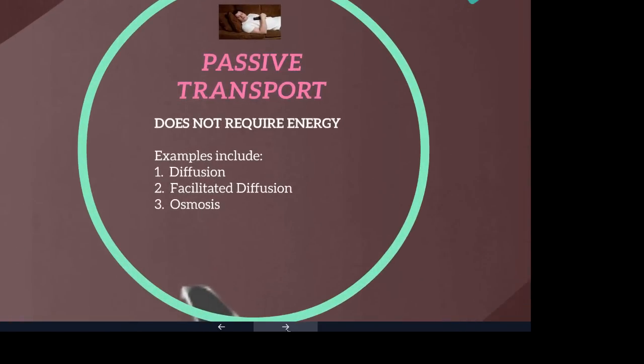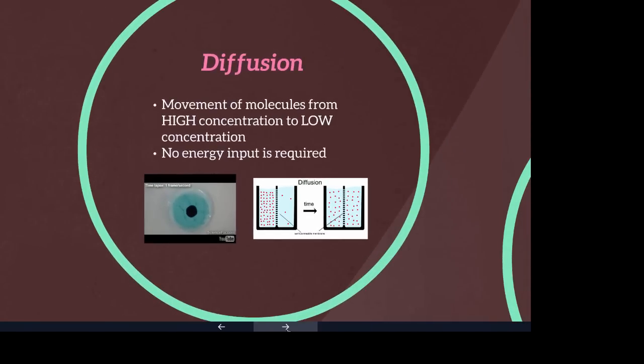So we're going to start with passive transport. And again, if it is a passive type of transport, that means your cells do not have to put energy into the process. It will happen naturally all by itself. And there are three basic examples: simple diffusion, facilitated diffusion, and osmosis. So let's take a look at simple diffusion first.